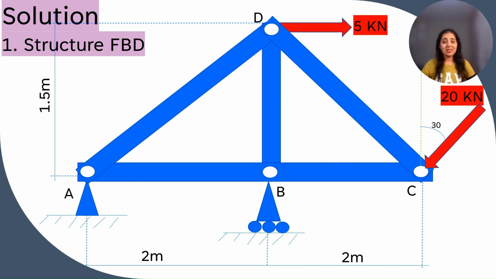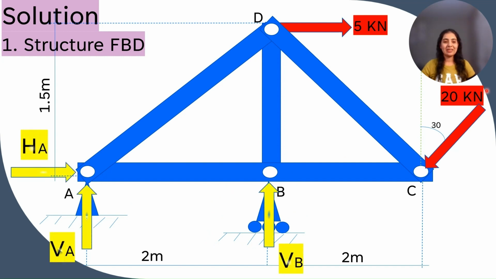The first step of solving the problem is the structure FBD. I already explained in the procedure what the structure FBD is. So we have to show the reactions offered by these supports. This is a pin support, so how many reactions are there? Correct, two reactions are there. And for the roller support, there will be one vertical reaction perpendicular to the roller. So this is the structure FBD.